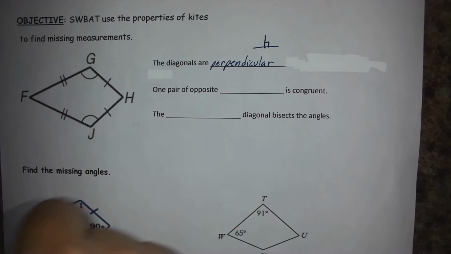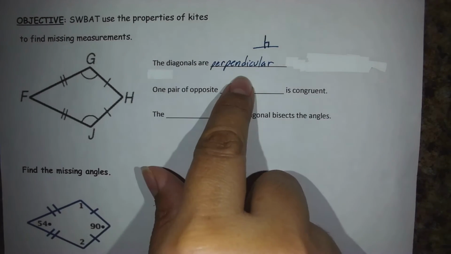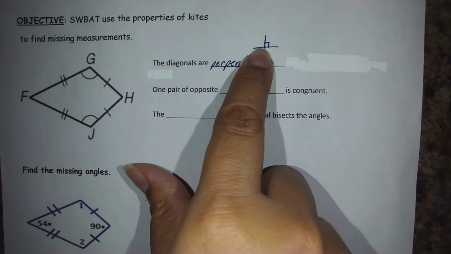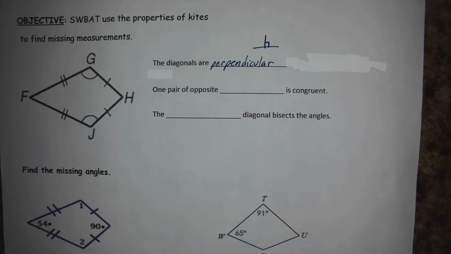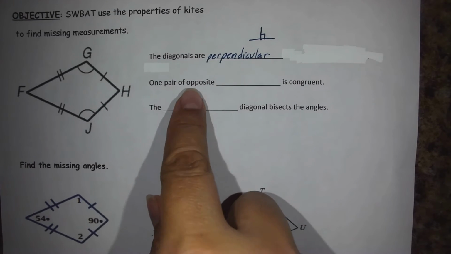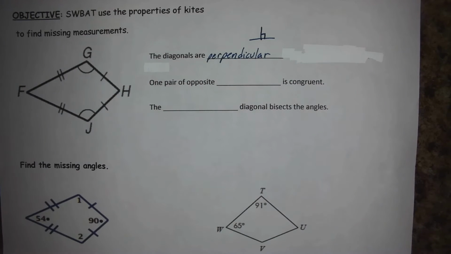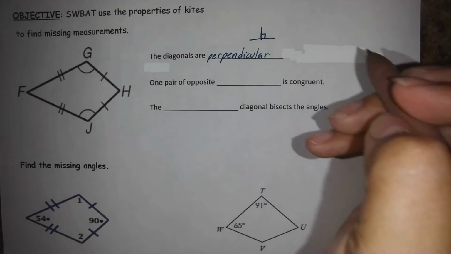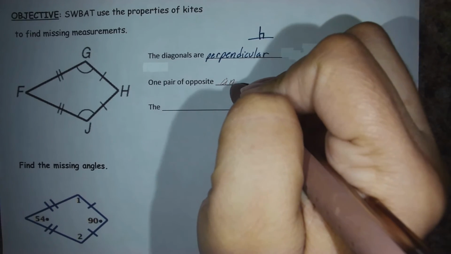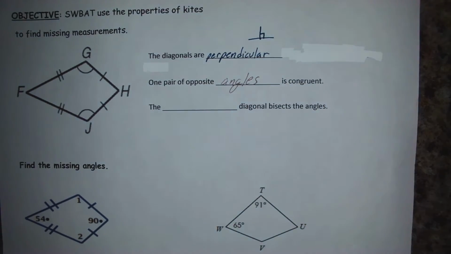So one of the things we do need to make note of is that the diagonals are perpendicular. Again, that's the symbol for perpendicular. We need to keep that in mind so we don't forget what that symbol is. Another property is that one pair of opposite angles is congruent.